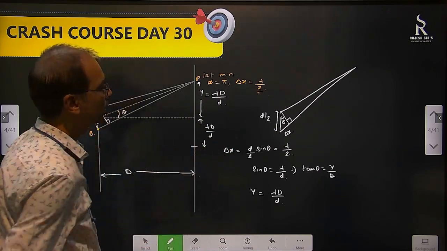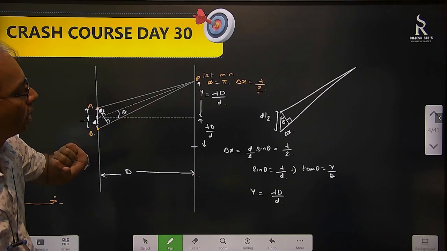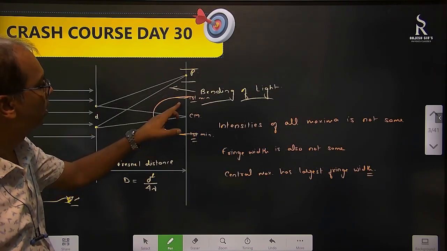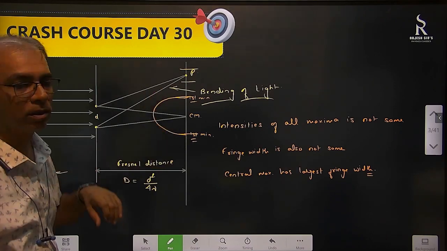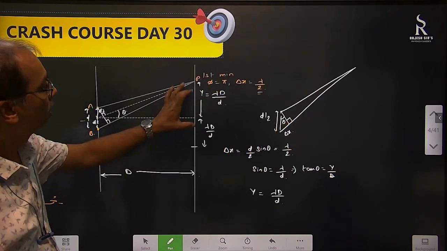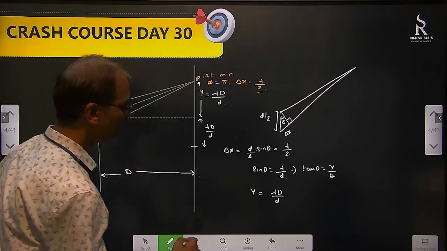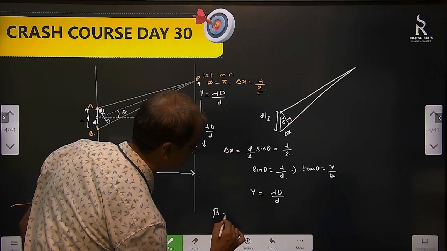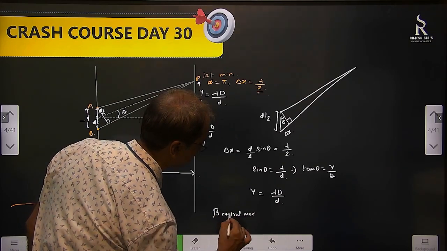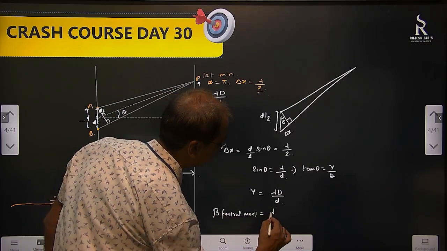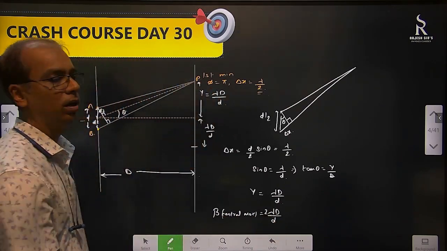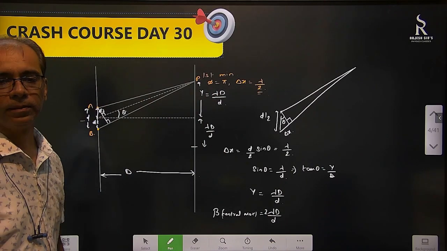So what is the fringe width of central maxima? Because central maxima is there in between them. We have made it like this. See, first minima, and this is central maxima. So what is the fringe width of central maxima? 2 lambda D by d. So beta for central maxima is what? 2 lambda capital D by d.